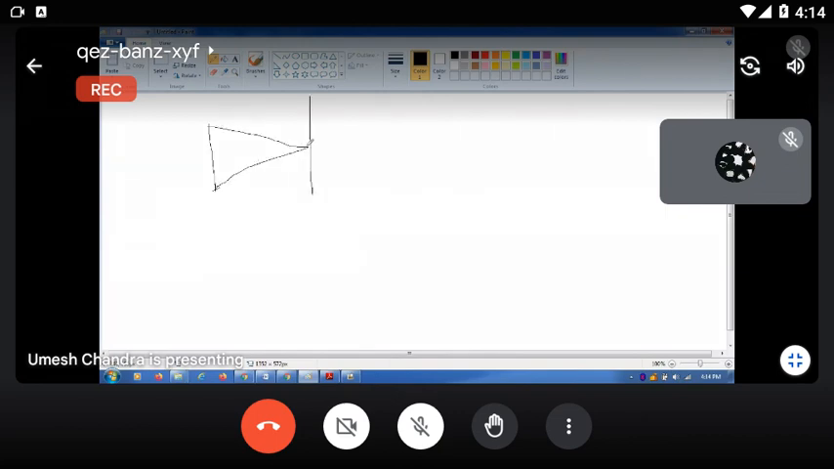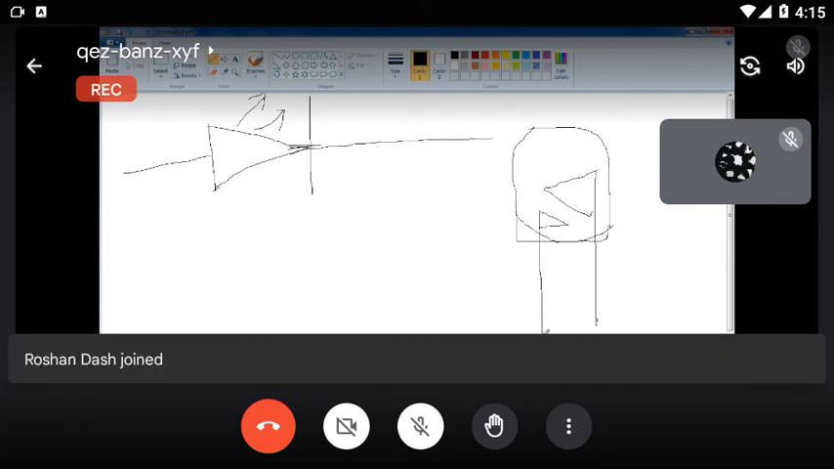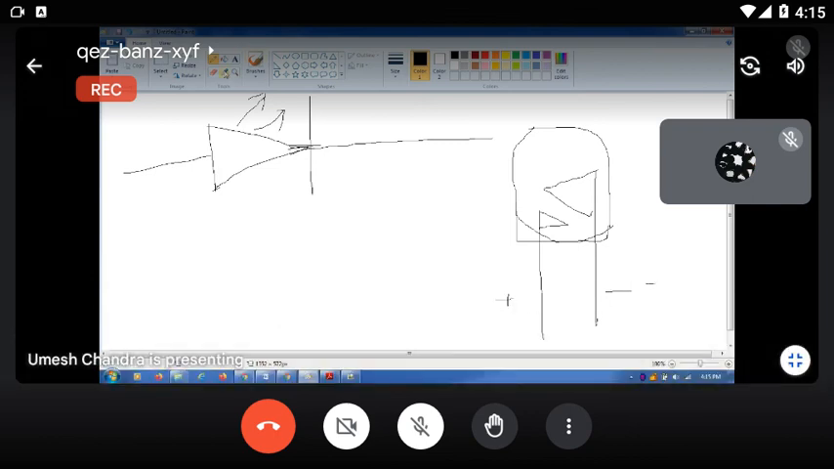This symbol of LED will be connected here. This arrow mark, LED. And physically, LED looks like this. The smaller one is negative and the bigger one is positive.